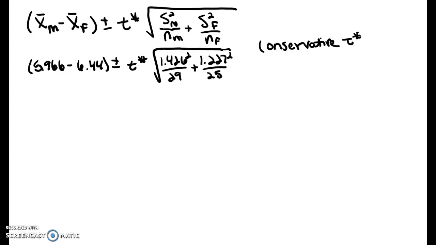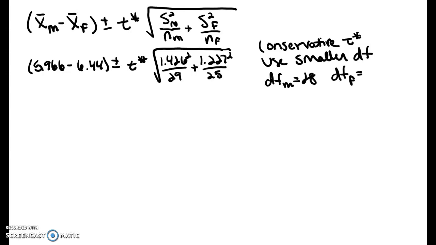T star. And we use the smaller degrees of freedom. So the degrees of freedom for males would be 28. And the degrees of freedom for females would be 24, just 1 minus the sample size. So we would go to row 24, which we could actually go to in the table without having to round anything, and get the T star from that one if we wanted to.